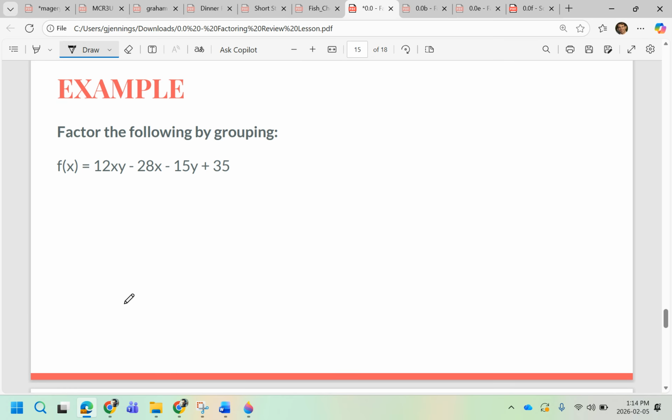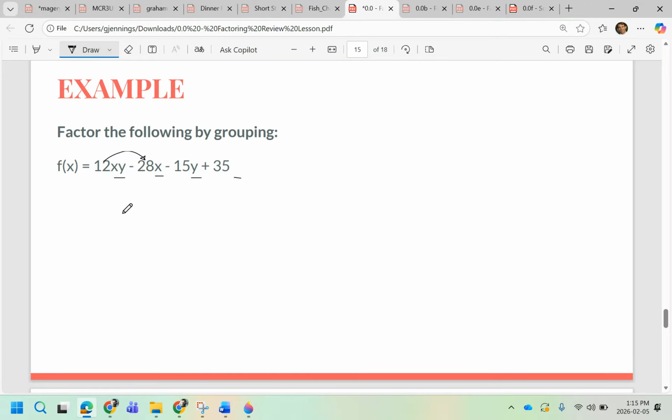Let's try this one. It's a little trickier. Again, we take a look at our ratio of the coefficients. We're noticing a pattern in the variables. We have a y in one of the terms, and we don't have a y in the second one. And then there's a ratio of the coefficients. 12 is to 28 as 15 is to 35. They share the same ratio. This is the ratio of, what is that? 3 to 7.